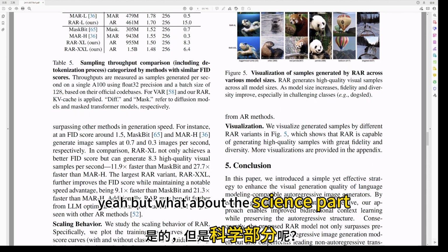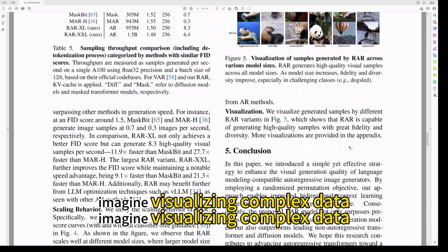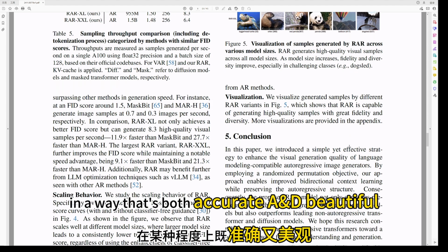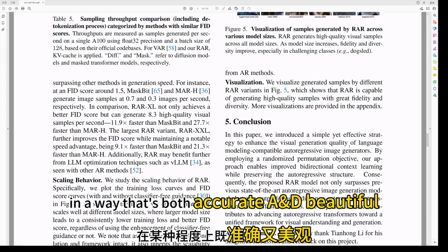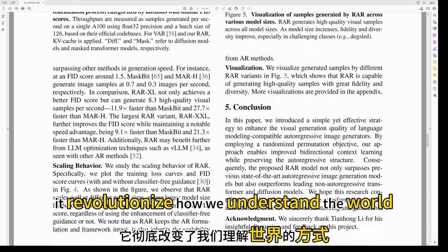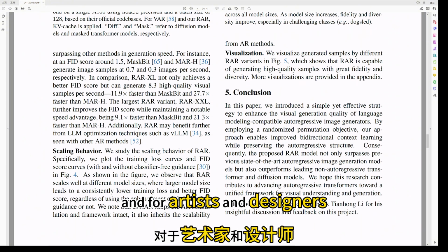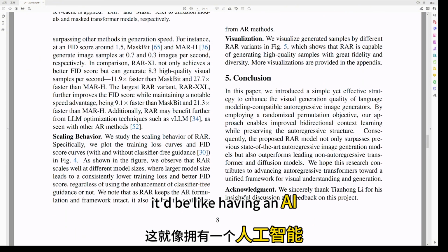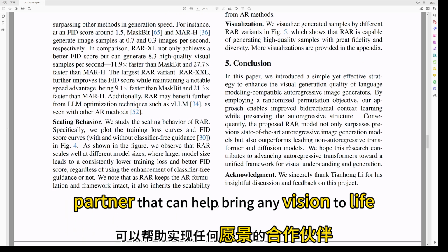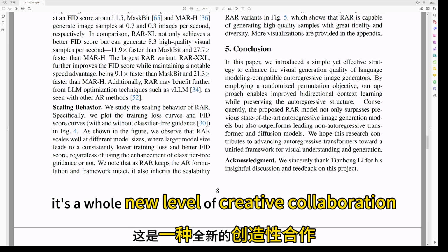Yeah. But what about the science part? Imagine visualizing complex data in a way that's both accurate and beautiful. It revolutionized how we understand the world. And for artists and designers? It'd be like having an AI partner that can help bring any vision to life. It's a whole new level of creative collaboration.